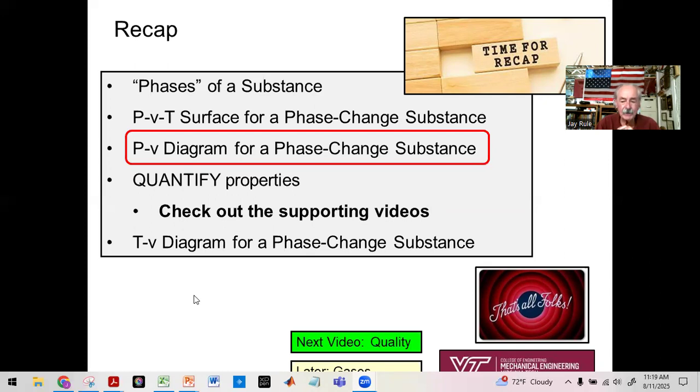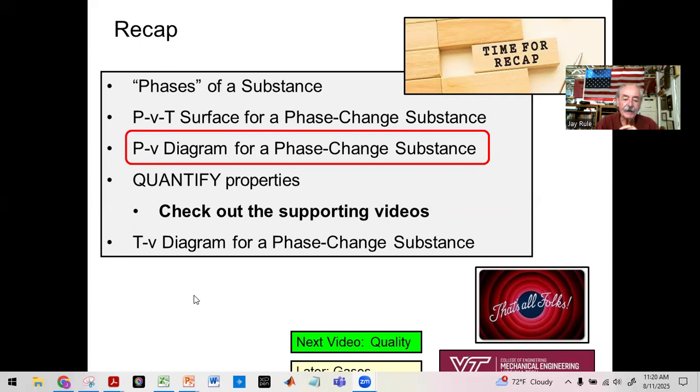a little teaser or a little sampler of how you quantify properties. We looked at, given a certain temperature of H2O, at what pressure does it boil? And also I showed you how to look up V sub G and V sub F, using the pressure table or the temperature table. Either can work, depending on whether you have the pressure or have the temperature.